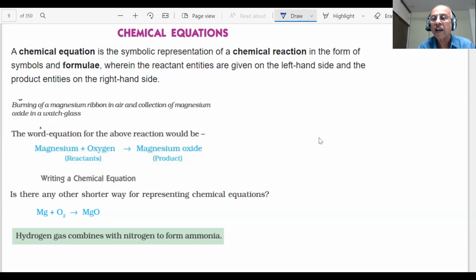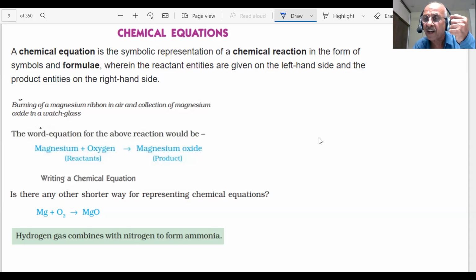Whenever a chemical reaction takes place, reactants react to form the products. The question is how to represent a chemical reaction. Is there any shorter way of representing a chemical reaction, or how do we actually represent a chemical reaction? Students, let us take the example of the burning of magnesium ribbon in air.